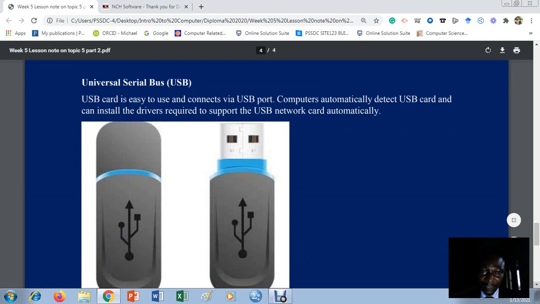Let's take a look at the last one, which is the USB, Universal Serial Bus. It's easy to use and connect via the USB port. Computer automatically detects USB card and can install the driver required to support the USB network card automatically.